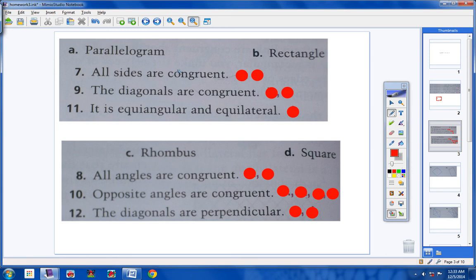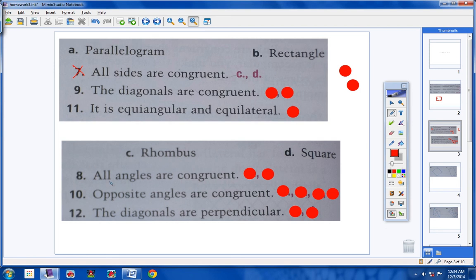Number 7 through 12. Here we go. The directions say to name which quadrilaterals have the property. All sides are congruent. Well, that would be a rhombus and a square. C and D. Okay, number 8's down here. I'll kind of check these off as we do them, okay?